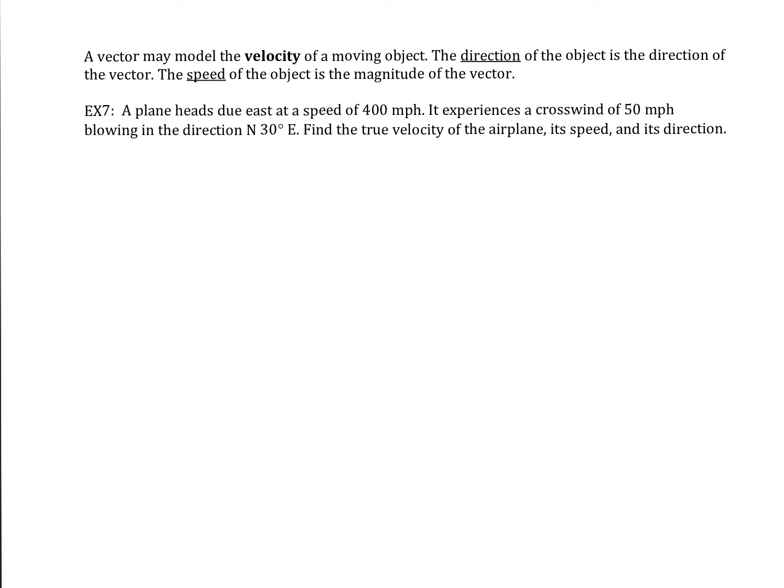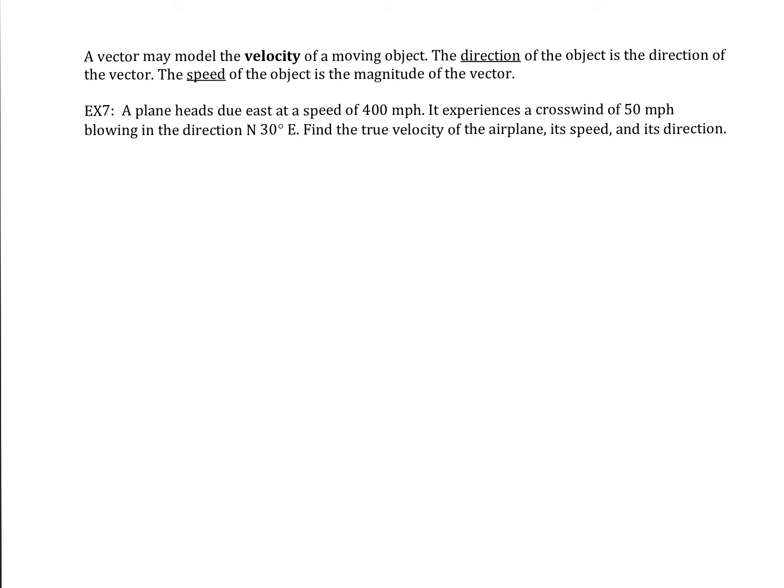So example 7, a plane heads due east at a speed of 400 miles per hour. It experiences a crosswind. So what is a crosswind? Well, that means it's moving across the plane. So it's not pushing from behind the plane, and it's not pushing at the front of the plane. It's along the side. In the direction of north 30 degrees east, find the true velocity of the airplane, its speed, and its direction. What is true velocity? Well, true velocity means the velocity of the plane with the effect of the wind. So it's with the effect of the wind.